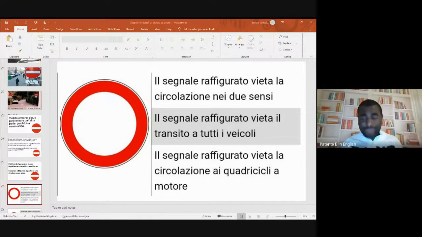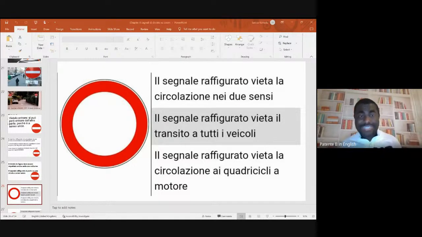So now, the first question says that il segnale raffigurato vieta la circolazione nei due sensi. So the circulation of the two senses, they are forbidden. And the first one is true. The first answer to the first question is true. This signal you see, vieta la circolazione, so the circulation of the two senses, they are forbidden. So the first one is true.